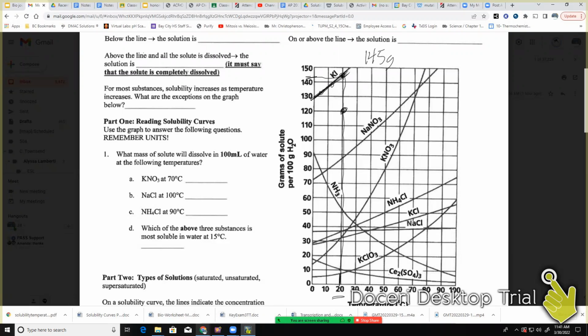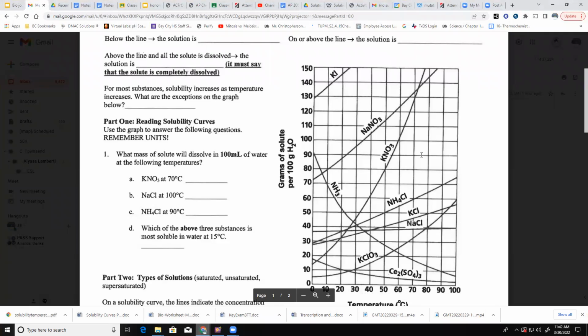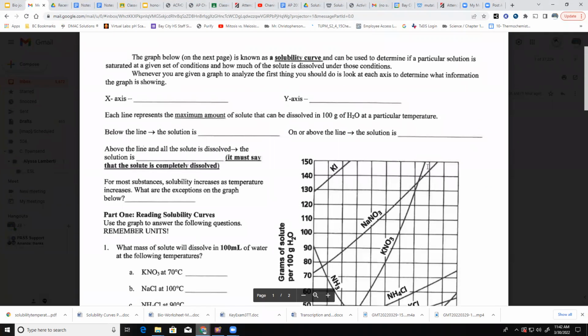So that would be an unsaturated solution. And then if I went the other way, and let's say that we were right up here at 150 grams, that's above the line. So that would be a supersaturated solution. So that's what we're talking about when we talk about above or below or on the line.